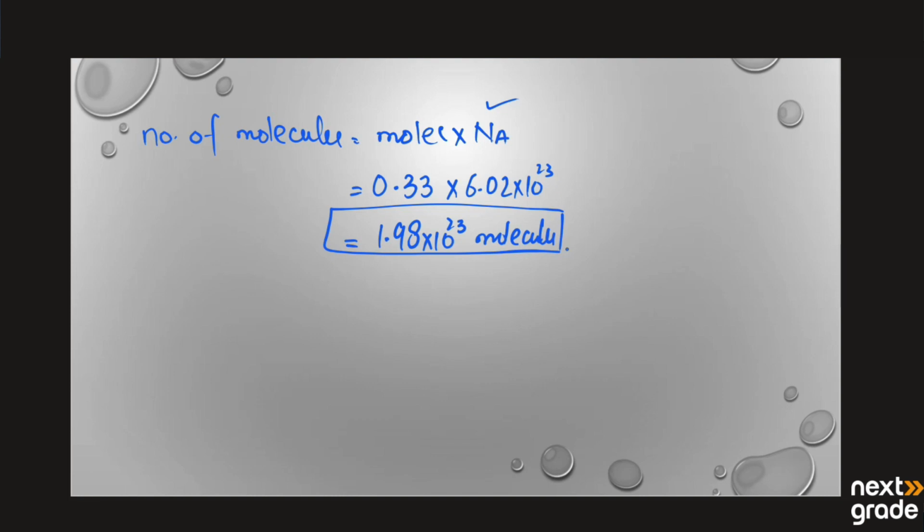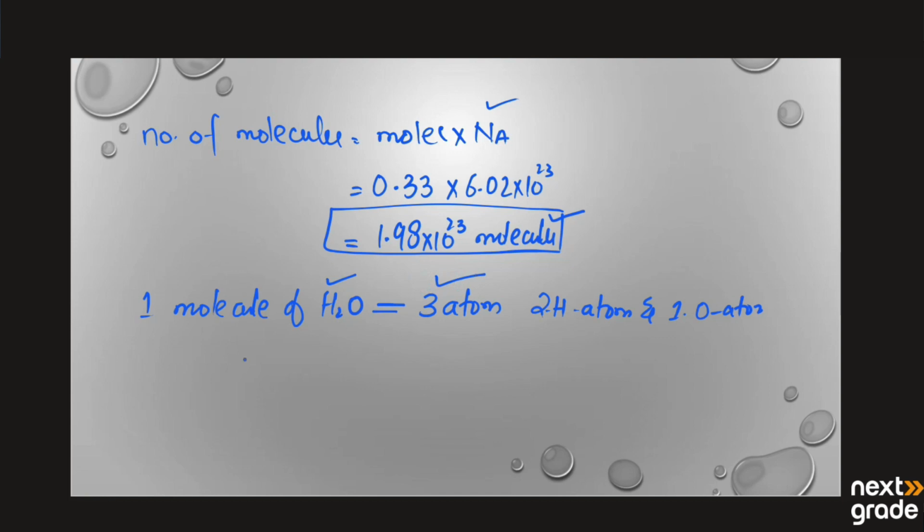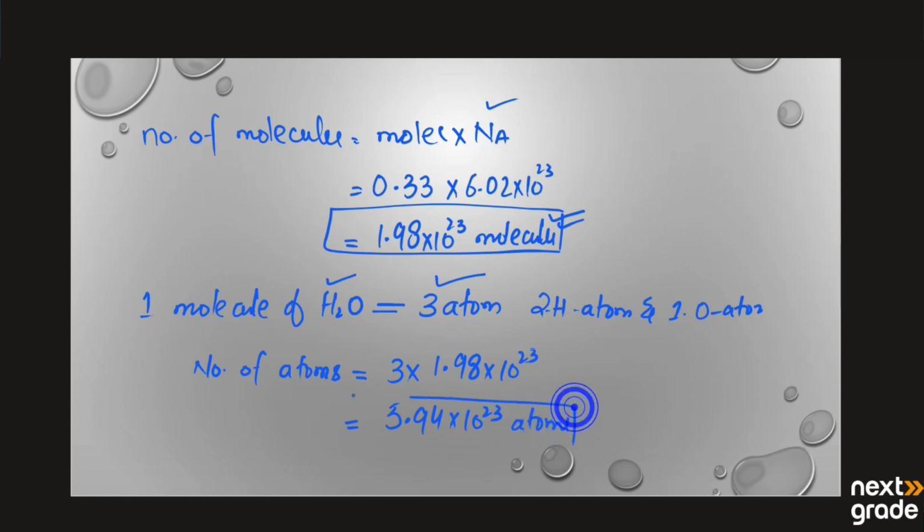The number of molecules contained in 6 grams of water is 1.98 × 10^23. As we know, one molecule of water has a total of 3 atoms: 2 hydrogen atoms and 1 oxygen atom. Now the number of atoms present in 6 grams of water is 3 multiplied by the number of molecules, 1.98 × 10^23. We get 5.94 × 10^23 atoms present in 6 grams of water.